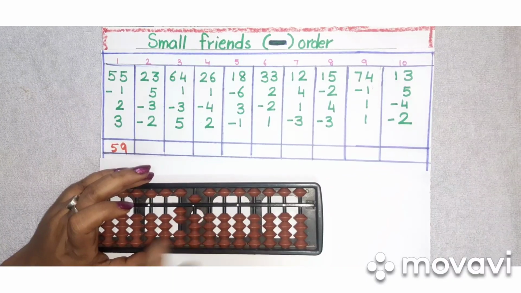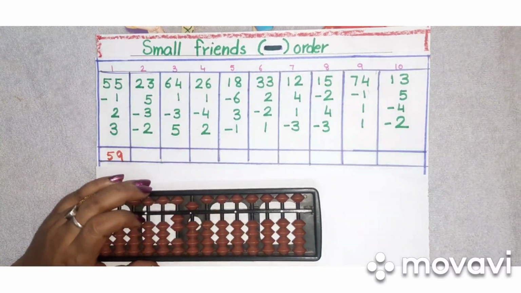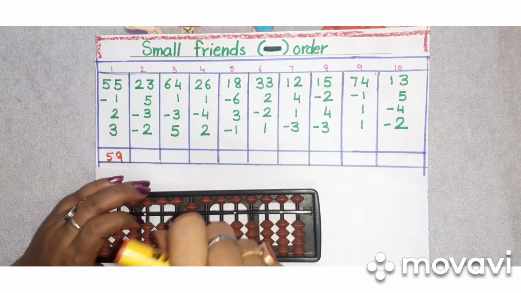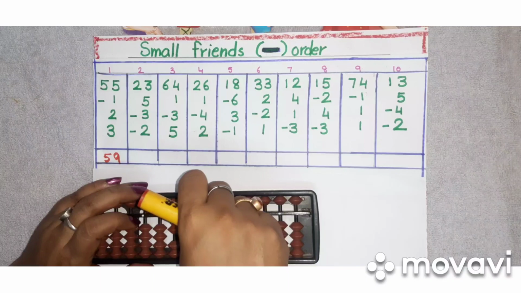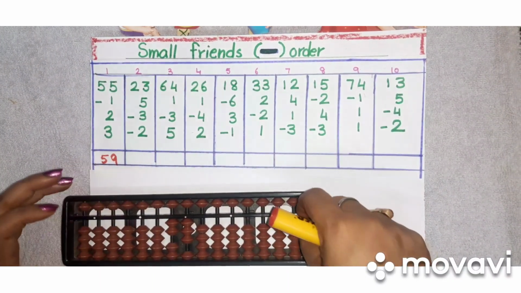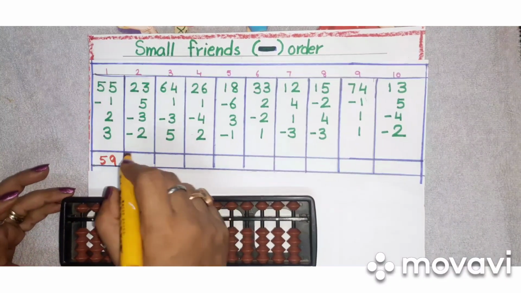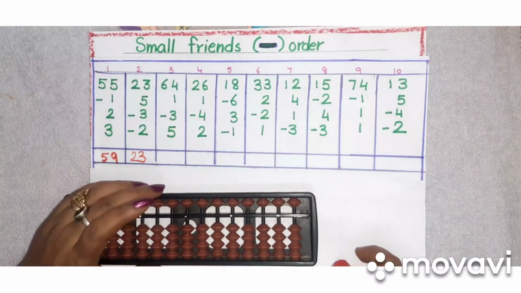Even less 3 can be done directly. Now children, the question is less 2. Can you do less 2? No. So in that case we have to call our small boss. So less your boss 5 and add your friend 3. So our answer is what? It is 2, 3, 23.